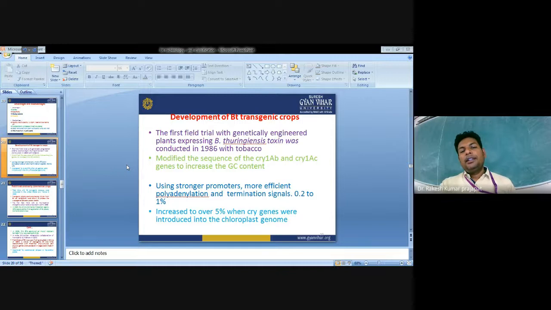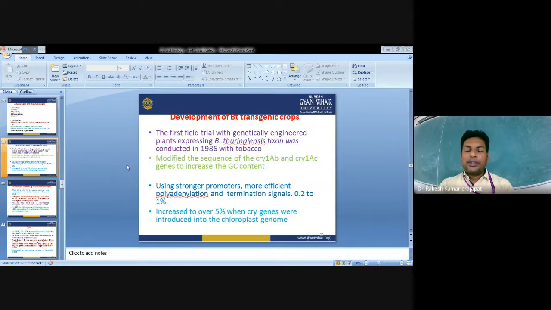Then what they did was modify the sequence of the Cry1Ab protein and Cry1Ac genes to increase the GC content, because this is a bacterial protein. So this bacterial protein has an AT content rich sequence, but to express this protein in the plant system, they have to optimize the codon usage of the bacterial gene according to the plant genome.